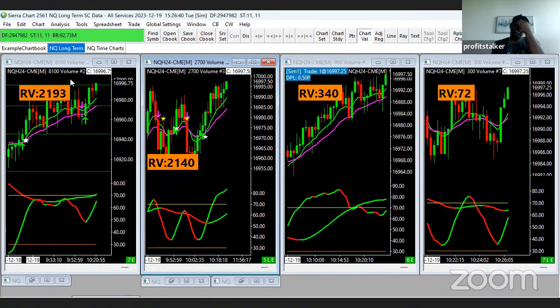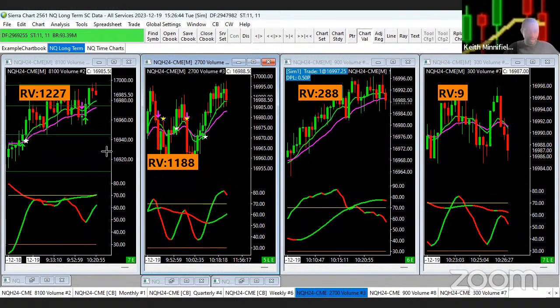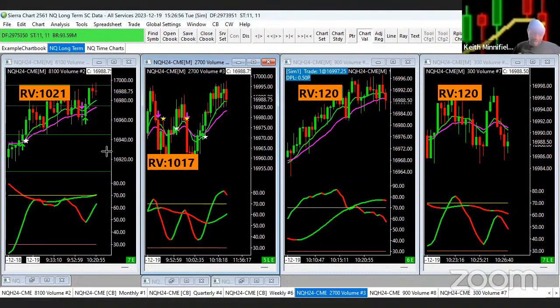You see how I drew them lines, and you see how now them lines are... you got the short if it pulls back, get the market structure. But it's in that range.